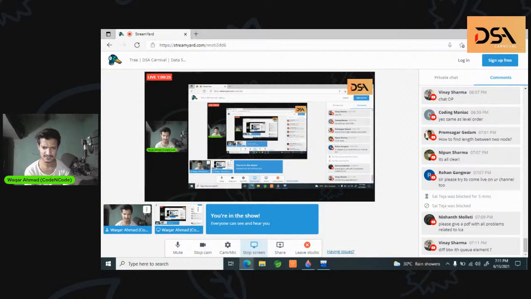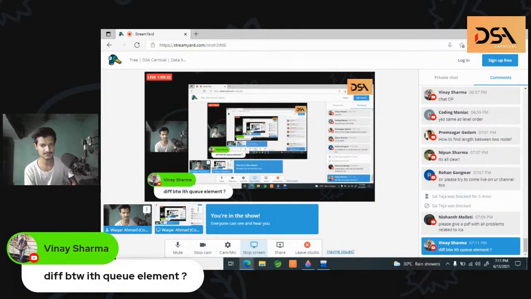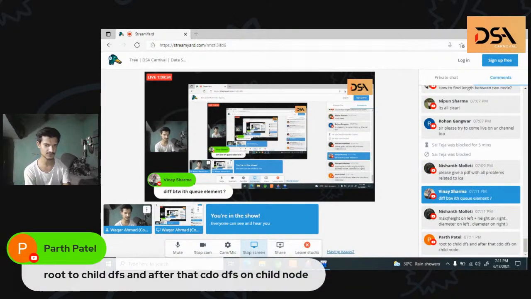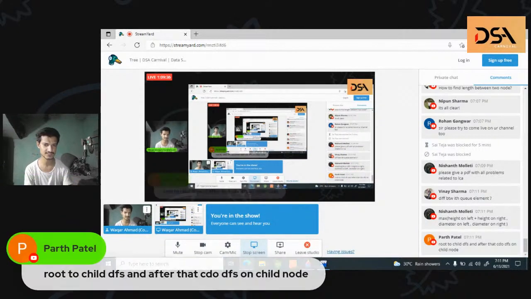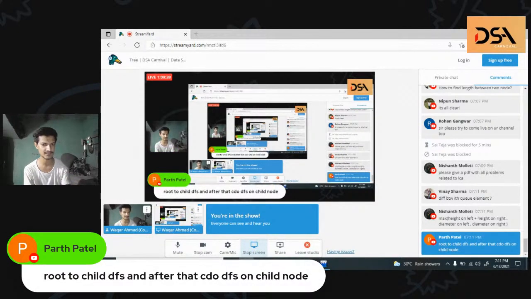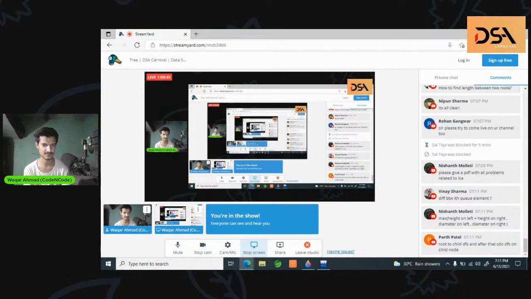Difference between ith q element, what is that? To find the difference, you need to have at least two elements, right? You are only telling difference between ith q element. Ith means only a single element. Please clear your question. The question is not clear. Please come again, Vinay. So Nishan says height of left plus right diameter. Okay, height on left plus height on right.